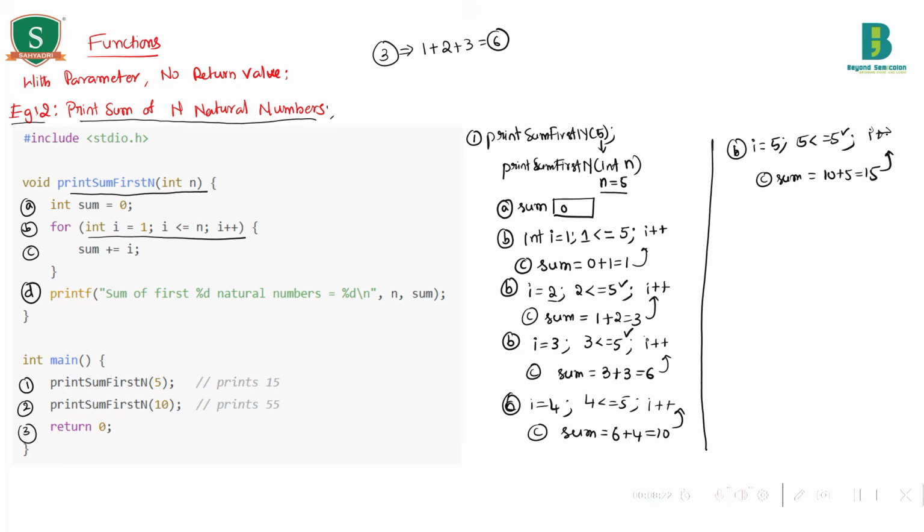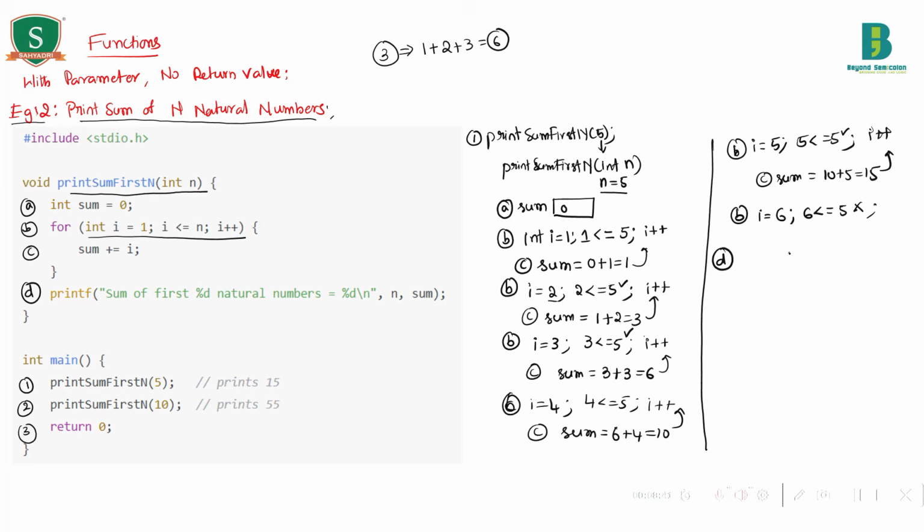Increment i++. Statement b, since we are in the loop, i value is updated to 6. 6 less than or equal to 5. Condition failed. Then it comes to statement d. Statement d is printf of sum of n natural numbers.